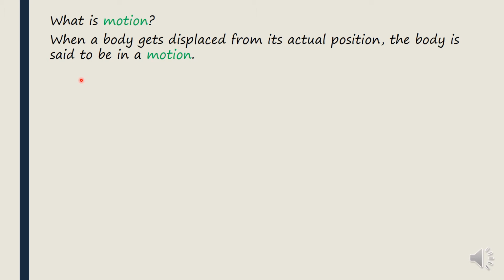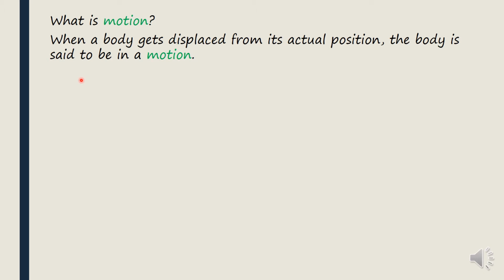So what is happening? The initial position, or the actual position, of the pen was on the table. So you displaced it, lifted it from there and put it in another place. So you are displacing the pen from one position to the other. Now at that moment you can say that the pen is in motion. Same as this: what is motion? When a body gets displaced from its actual position, then the body is said to be in motion.